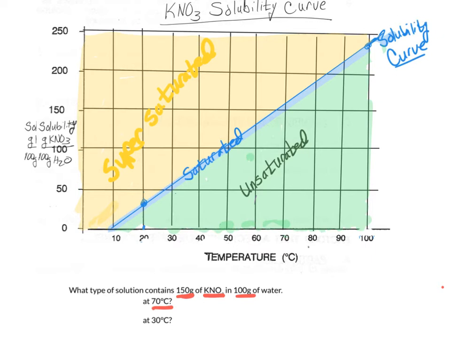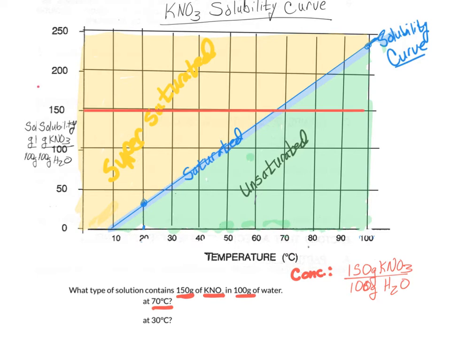We're going to try this one, which has 150 grams of KNO3 in 100 grams of water, and we're going to look at that at 70 degrees and then at 30 degrees. So let's find what that concentration is. The concentration is 150 grams of KNO3 in 100 grams of water. That's how much we have in our actual solution. It's not the solubility, just the actual concentration.